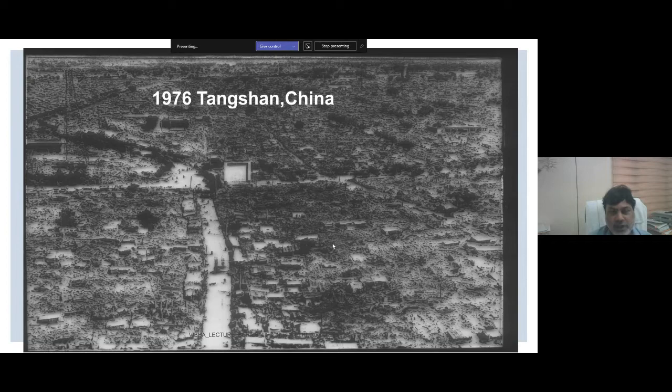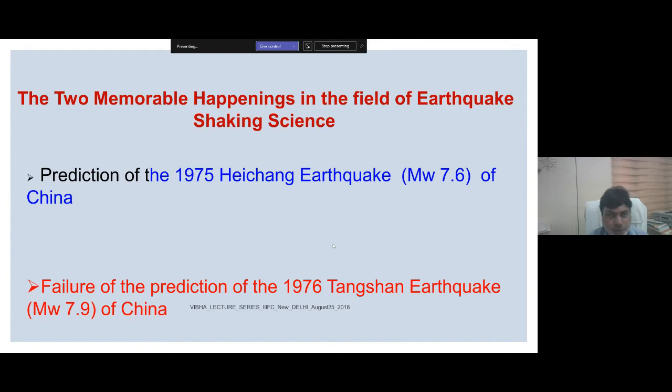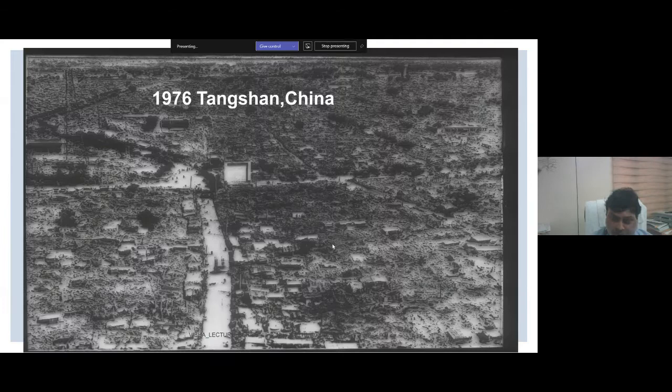So if the earthquake prediction things we can understand, that 1975 Haicheng earthquake of magnitude 7.6 was well predicted, and the world celebrated the success of our Chinese scientists, who had given a gift to the world. The 1975 Haicheng earthquake was convincingly predicted. But just after 1 year, the 1976 Tangshan earthquake, magnitude 7.9, was miserably missed, and thousands of houses turned into rubble, and it was not understood how it happened.